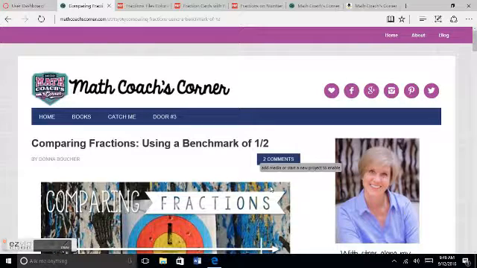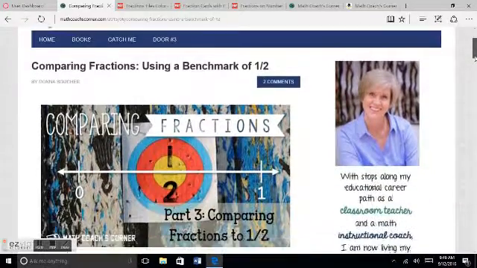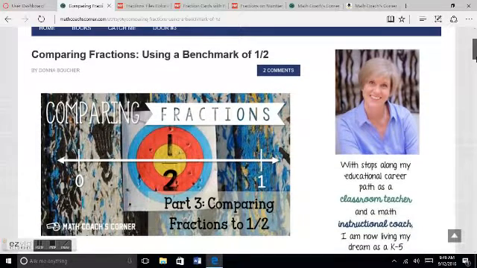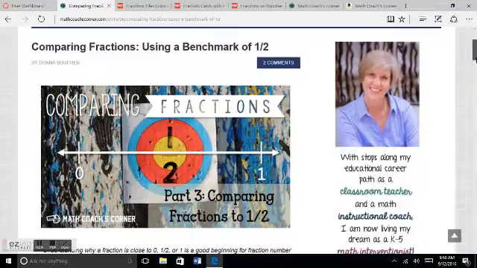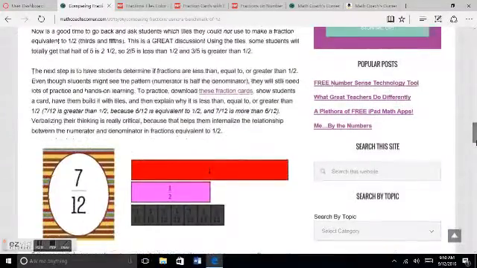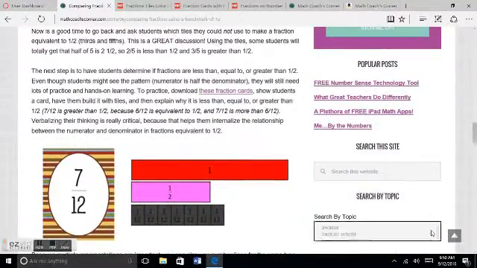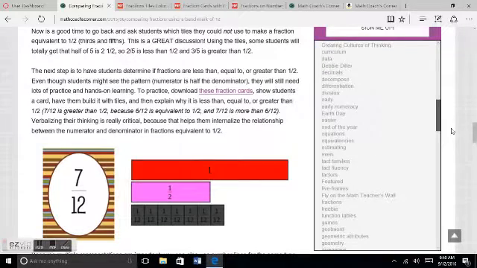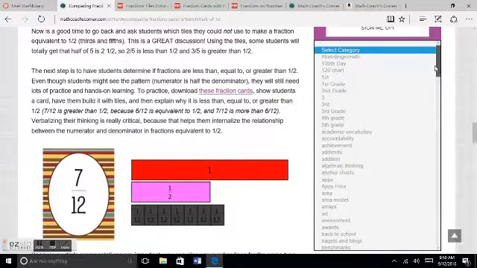I'm reviewing Math Coach's Corner, which is a blog by Donna Boucher, who is a math interventionist in Texas. I really like this site and I would recommend it to teachers or future teachers because it has a lot of good resources on it. One thing that I really like about this site is the search by topic bar. It has a ton of different categories that you can choose from, grades or math area, and it's just a really easy way to navigate the site.